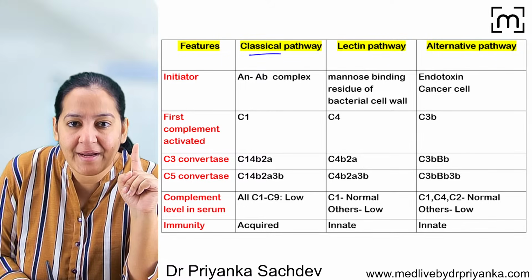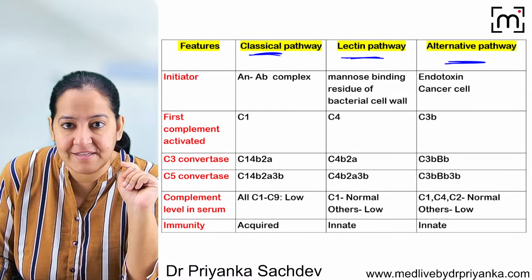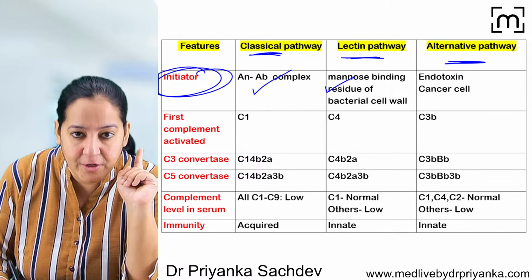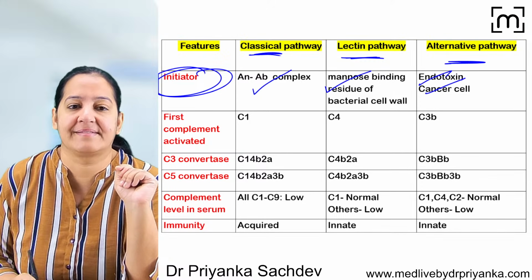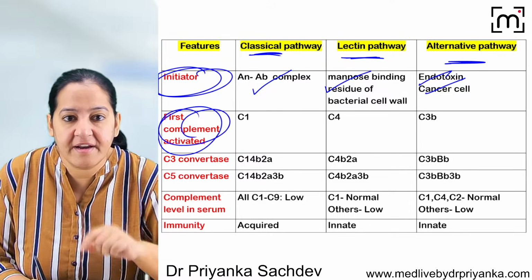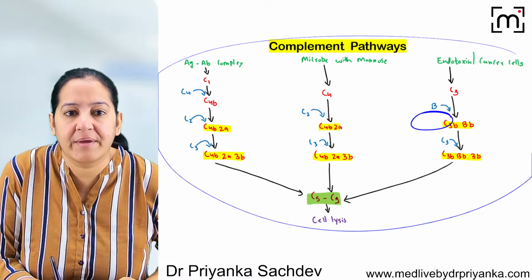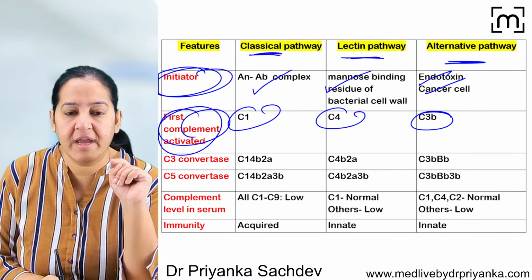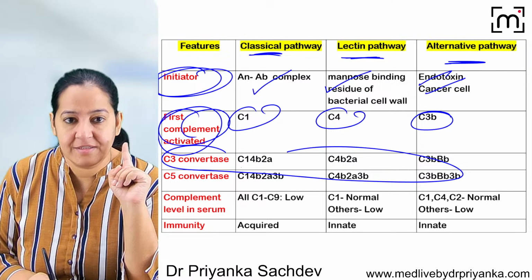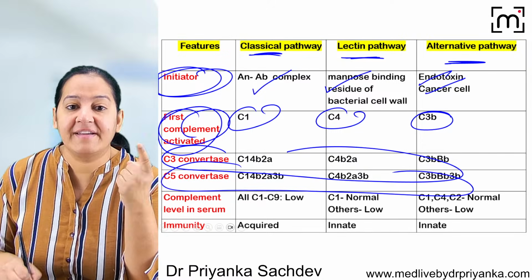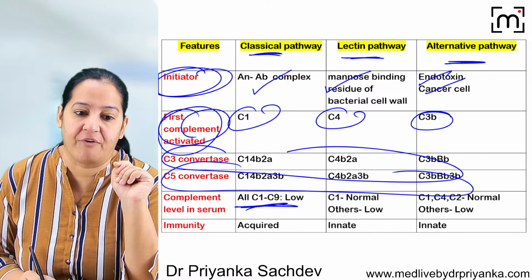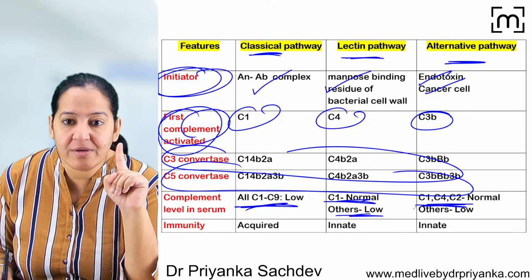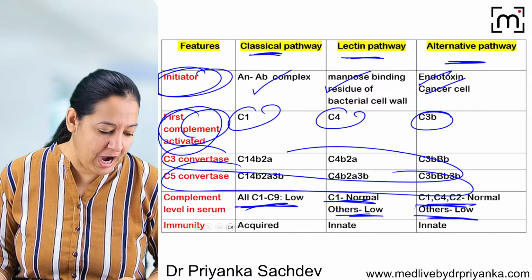Now, this is the 3 pathway, classical, lectin or alternate. Lectin is mannose. Tell me the trigger: antigen-antibody complex, mannose sugar in the cell wall, endotoxin and cancer cell. Tell me the first complement. Here it's C1, C4, C3. Learn the first complement. Tell me the C3 convertase. You know that. Tell me the C5 convertase. You know that. And tell me the level of the complement. Here all 9 will fall. Here C1 is normal, remaining all will fall. Here C1, C2 and C4 are normal. Remaining all will fall.